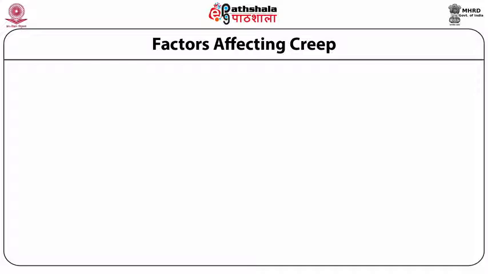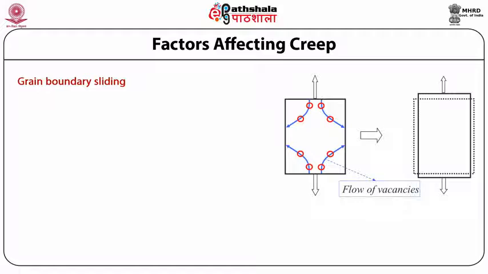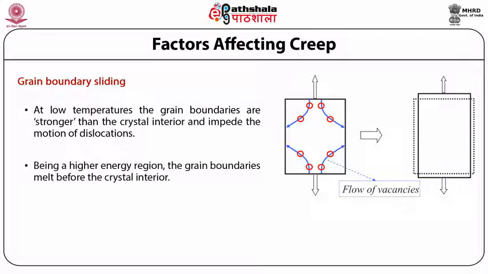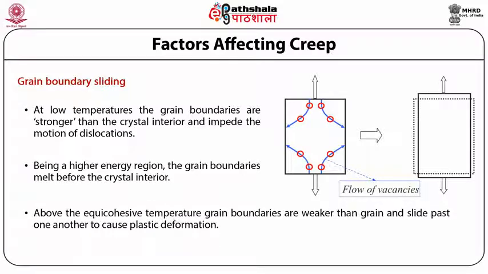The next we are going to study is grain boundary sliding. At low temperatures, the grain boundaries are stronger than the crystal interior and impede the motion of dislocations. Being a higher energy region, the grain boundaries melt before the crystal interior. Above the equicohesive temperature, grain boundaries are weaker than the grains and slide past one another to cause plastic deformation.